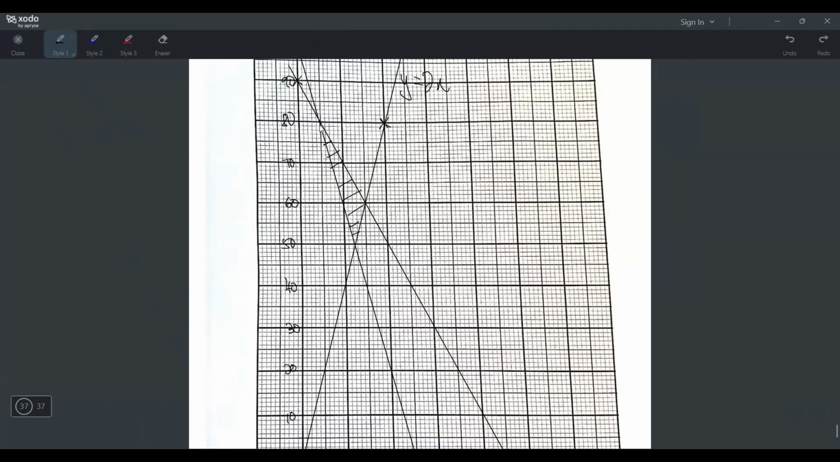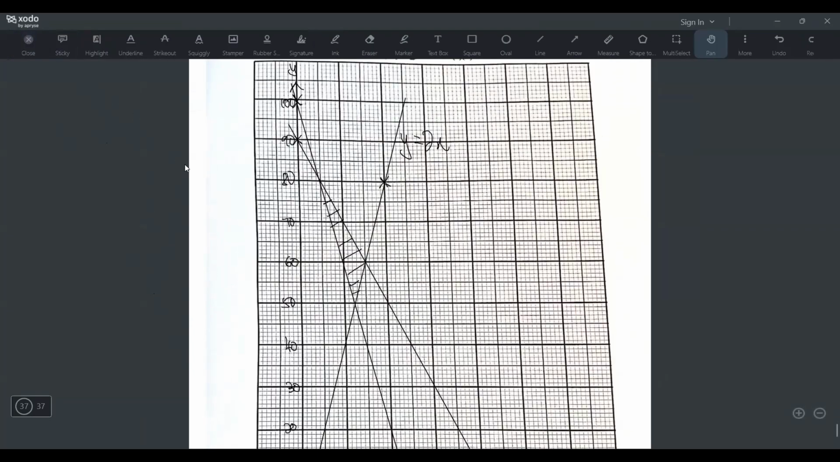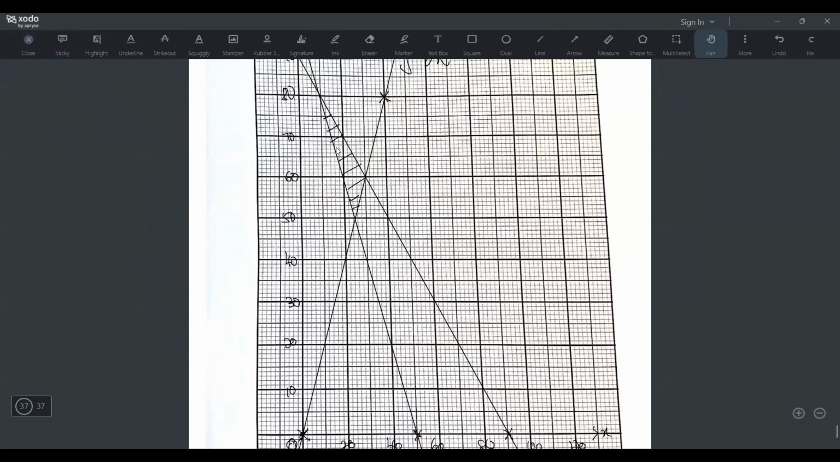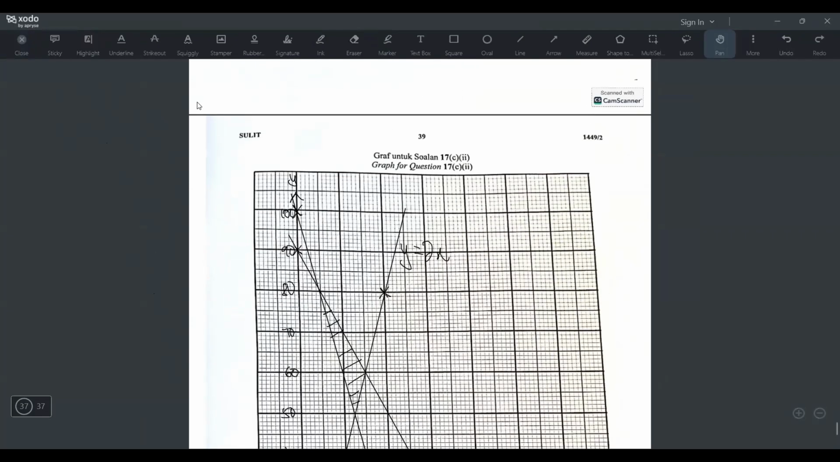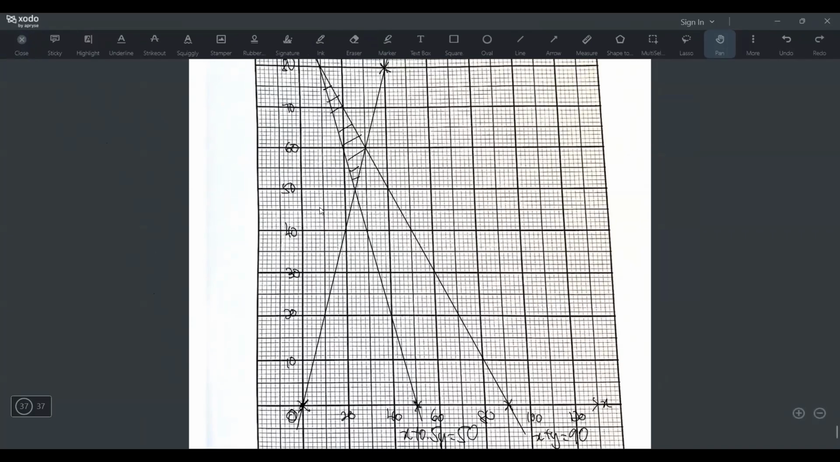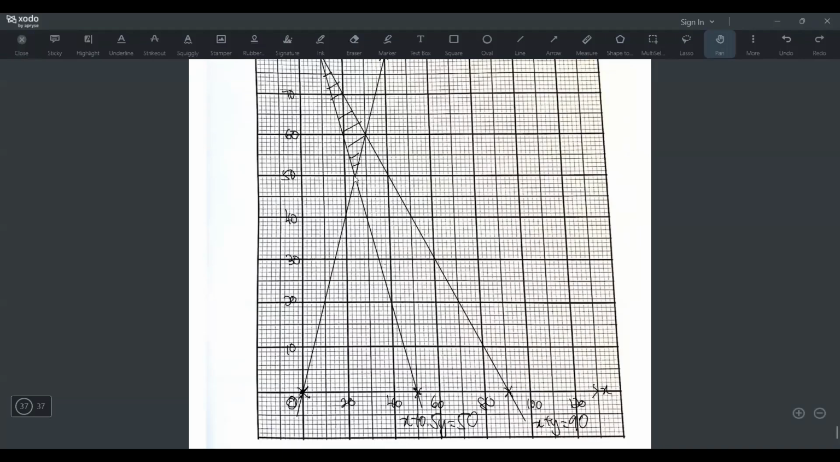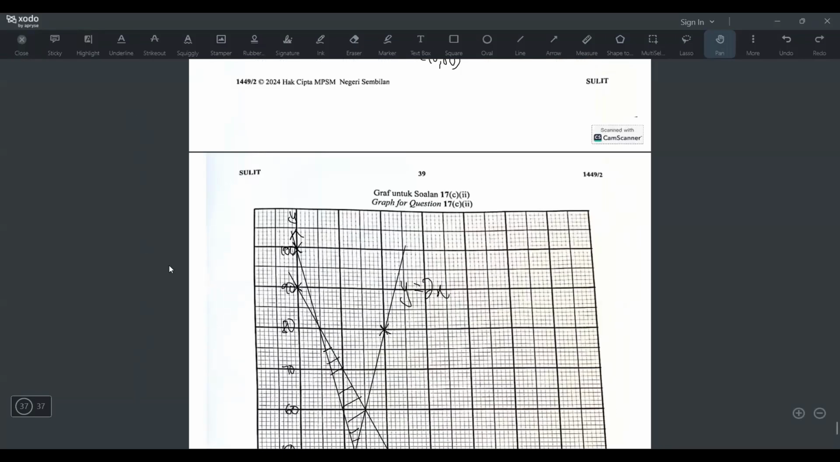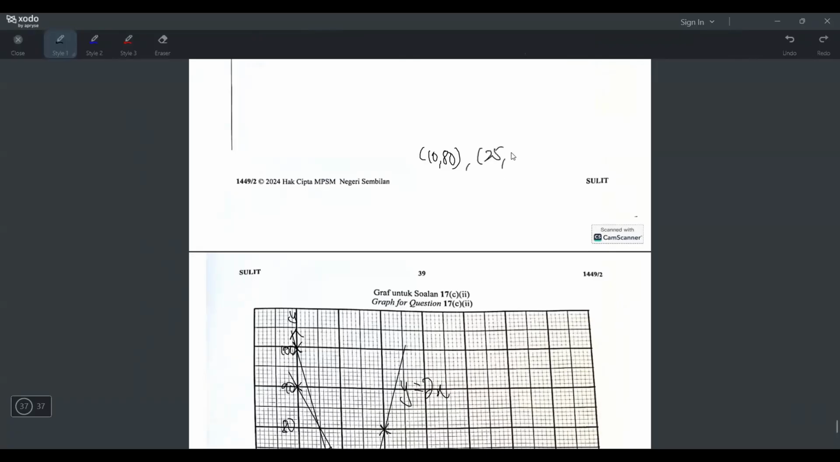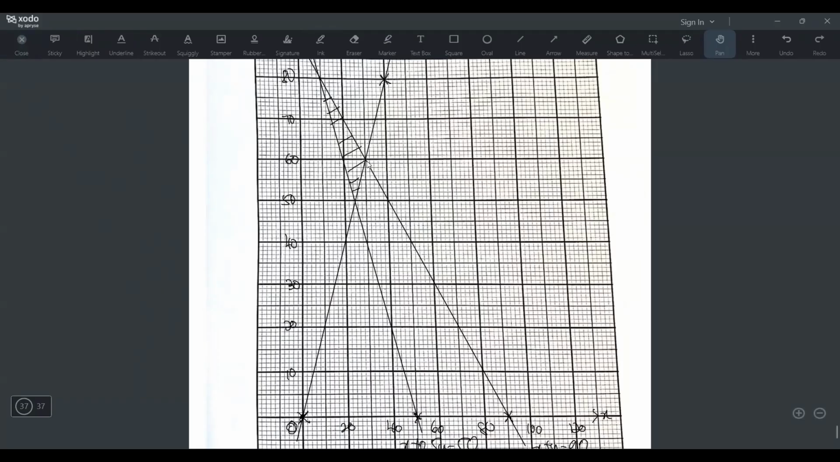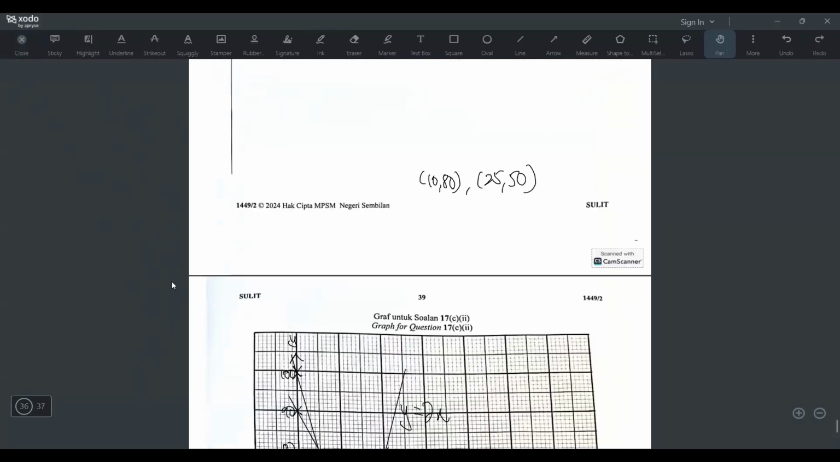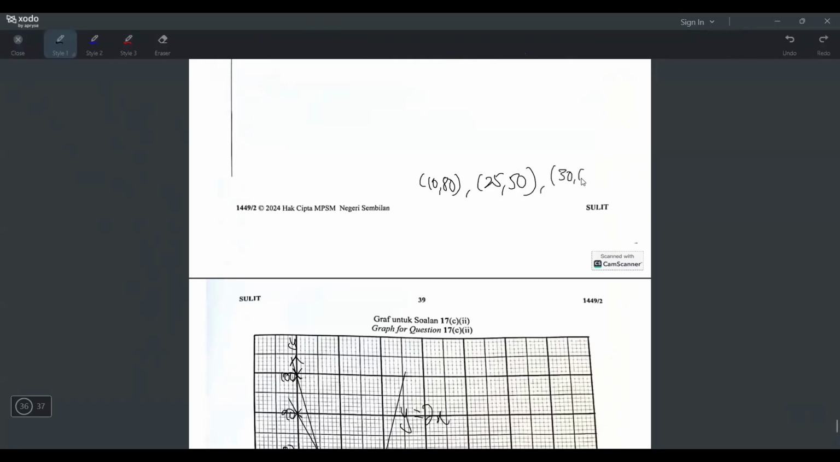So if you look at the shaded region, got 3 vertices, right? Let's list these 3 vertices. So the first one is very obvious. It's (10, 80), right? So this is the first vertex, one of the vertices of the shaded region. The other one is at 25, 50, so the next one is at (25, 50). And then the last vertex is here, and it's (30, 60).